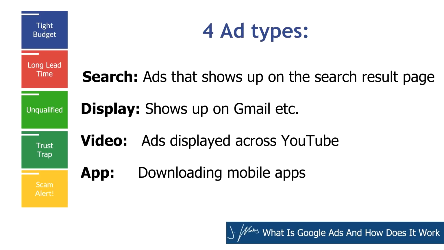Video are ads that are displayed across YouTube and some search partners. Google display ads are ones that show up in Gmail and across other websites. And then of course, the one we're going to be focusing on is search, which are the ads that show up on the search results page.